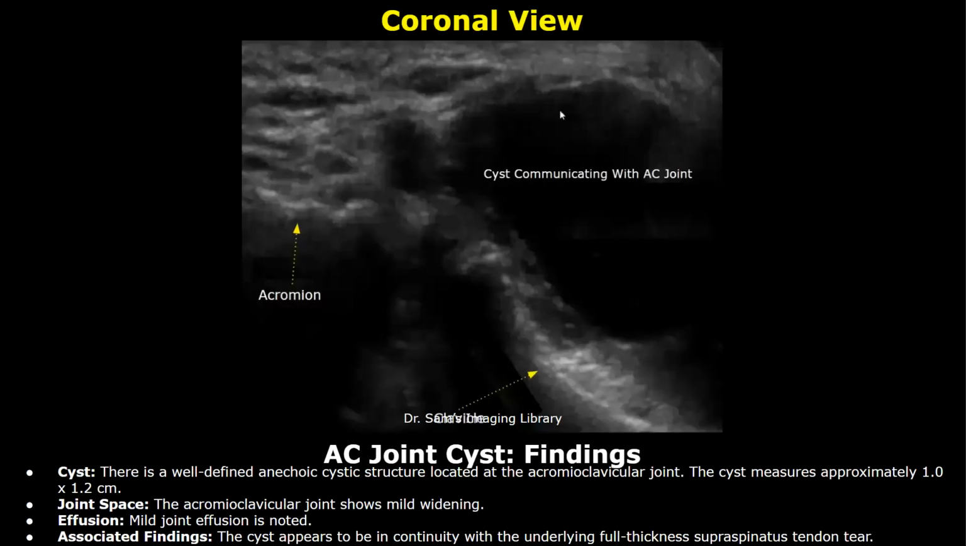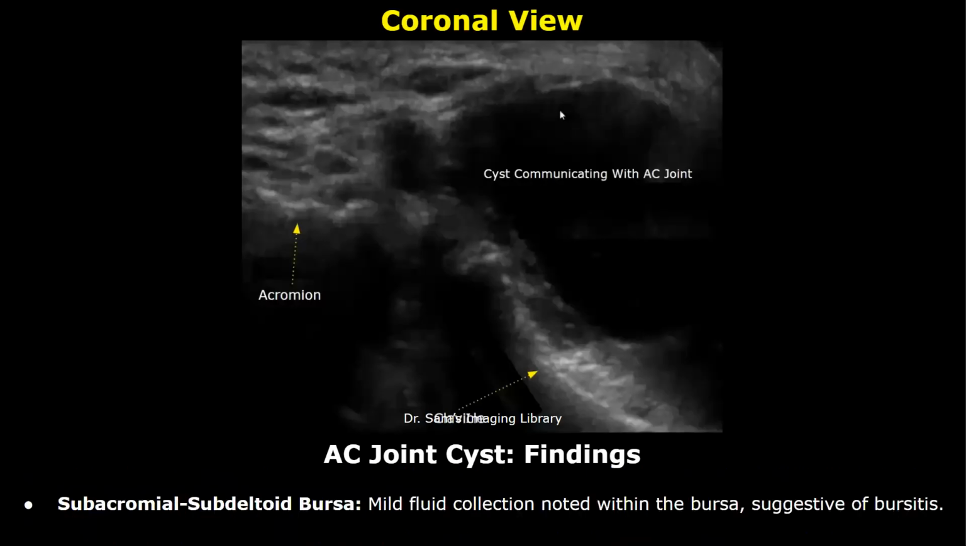Associated findings: the cyst appears to be in continuity with the underlying full-thickness supraspinatus tendon tear. In the subacromial subdeltoid bursa, mild fluid collection is noted, suggestive of bursitis.